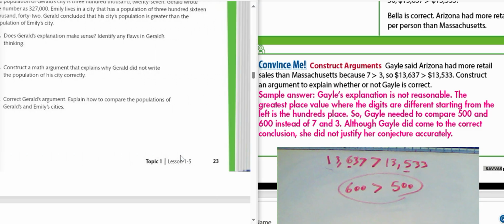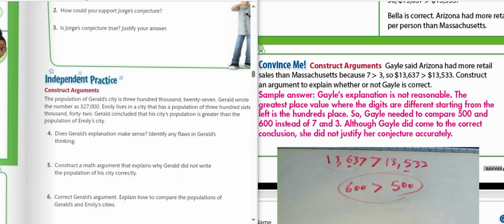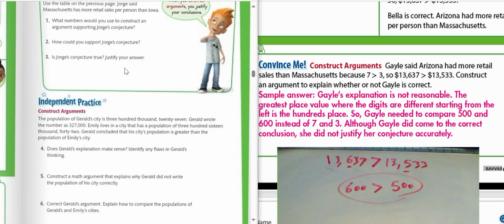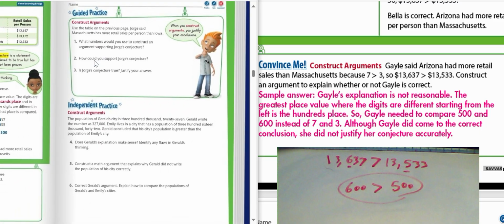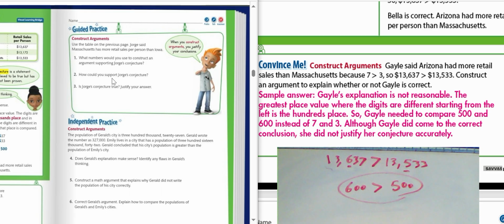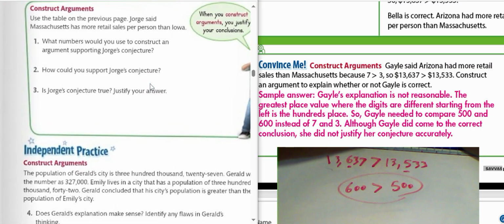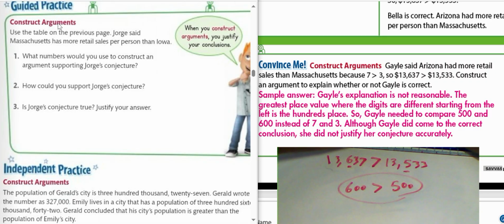Next question, page 23. We have extra questions about this question. Look at here. Next page. What numbers would you use to construct an argument supporting the conjecture? Okay, construct an argument. Use the table on the previous page.